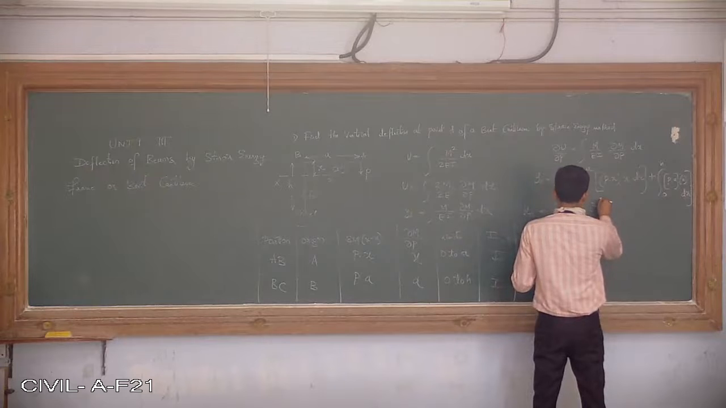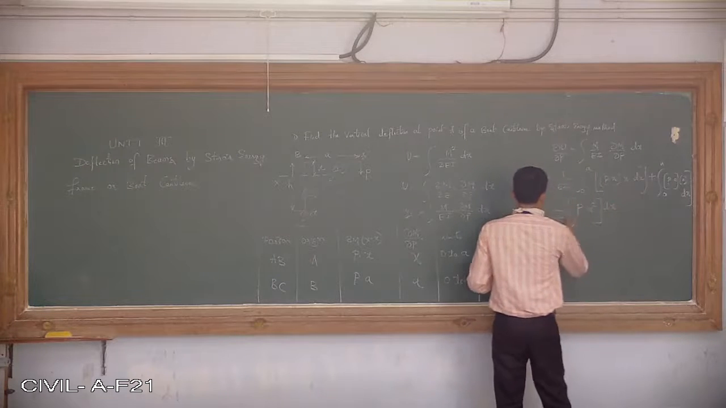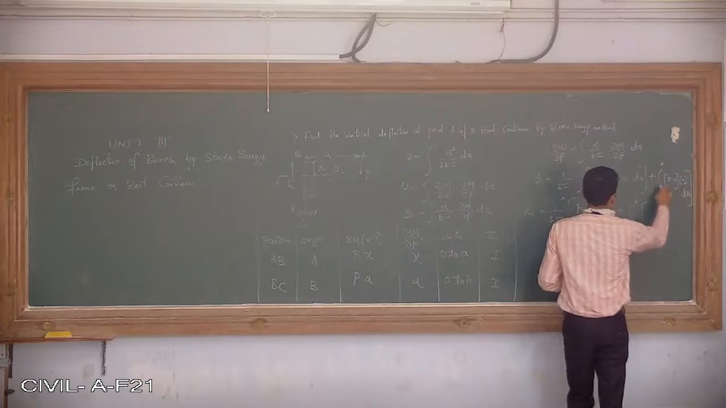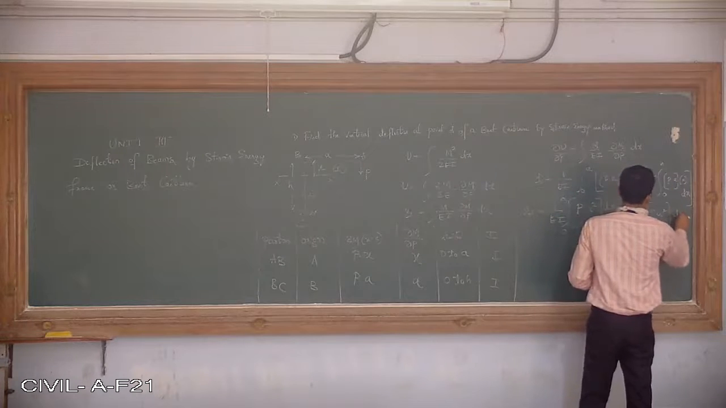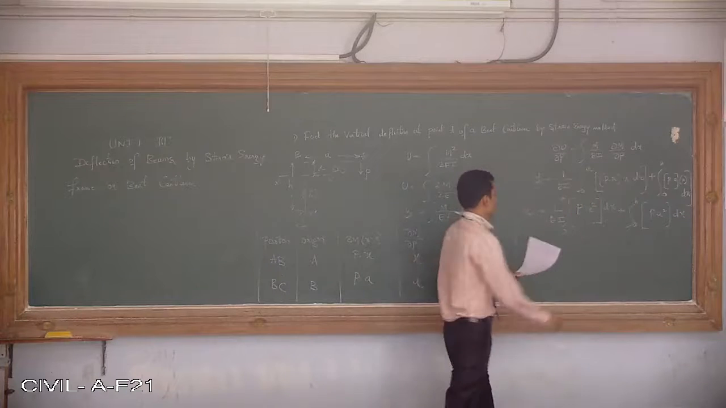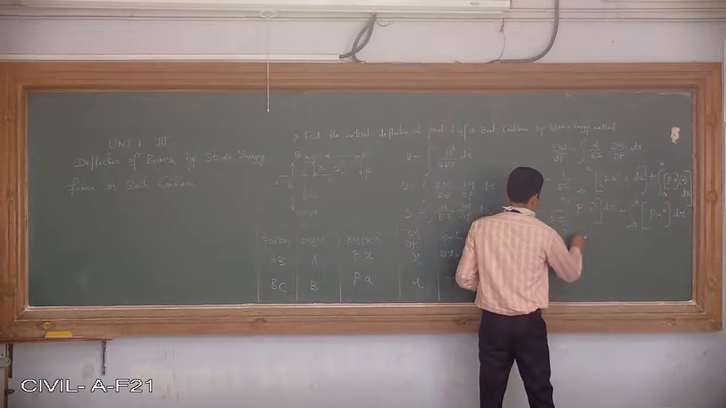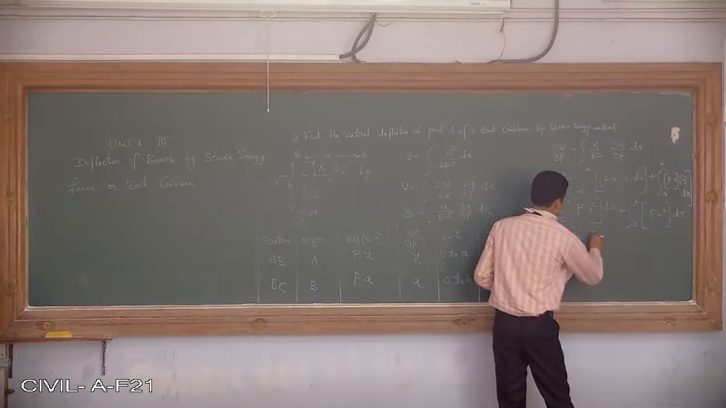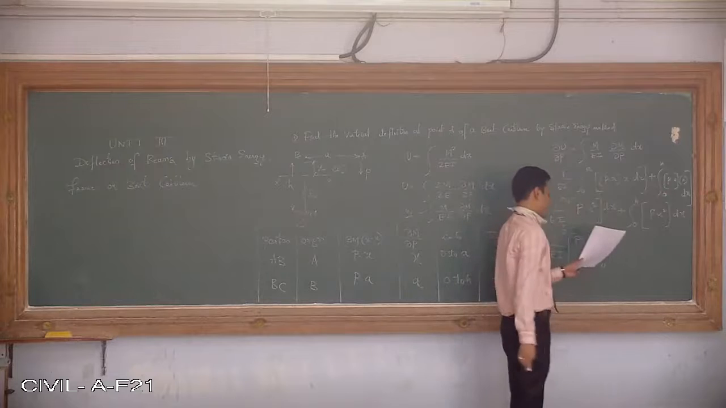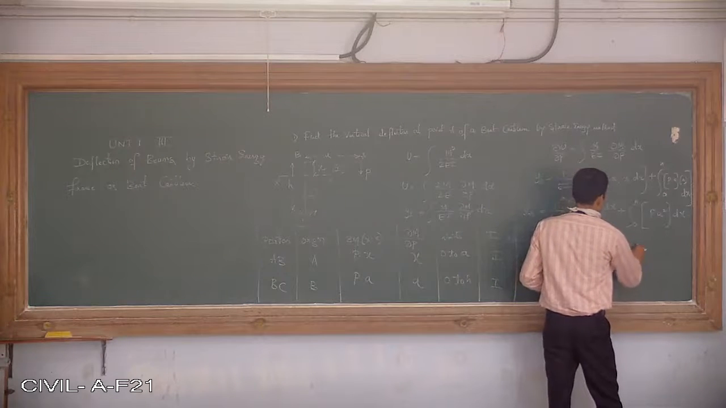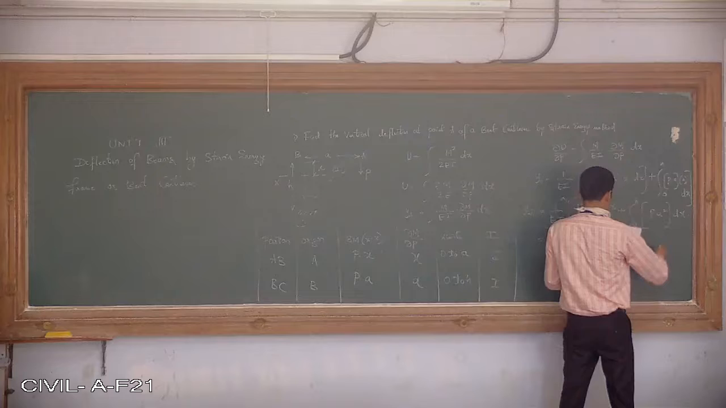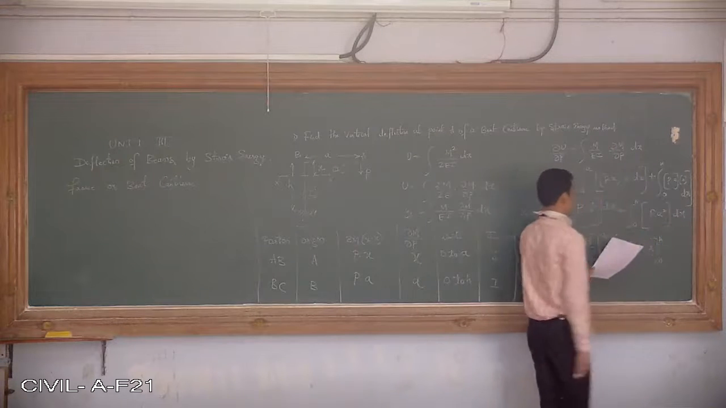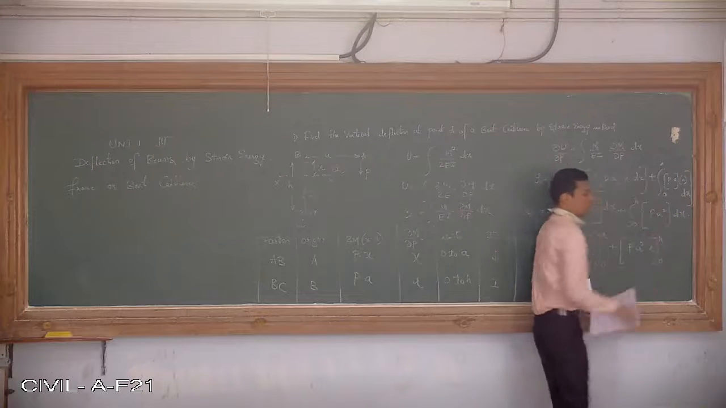Integration of P x square dx from 0 to a, plus integration from 0 to h of P into a square dx. Okay. So 1 by EI, integration of x square is x cube by 3, so P into x cube by 3, with limit 0 to a, plus P a square, integration of dx where x is the variable, limit 0 to small h.